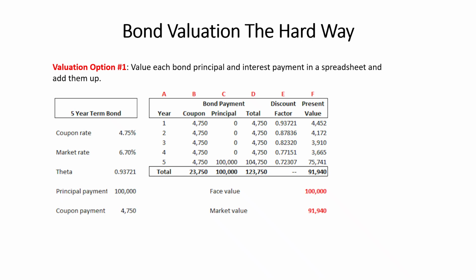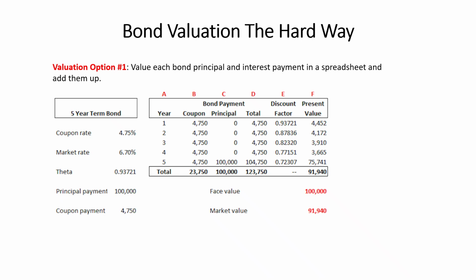What would I pay for that cash today? And that's where the discount factor comes in. We noted that in year 1, I'm willing to pay 93.721 cents on the dollar for that cash flow to be received at the end of year 1. So therefore, I would take my cash flow, which is 4,750, multiply it by my discount factor. So for that $4,750 coupon payment at the end of year 1, I'm willing to pay $4,452 for today.